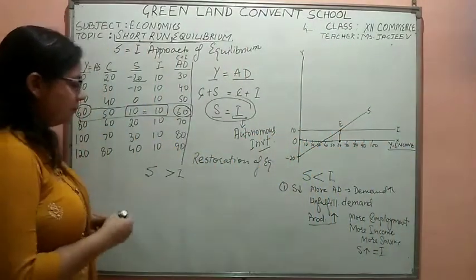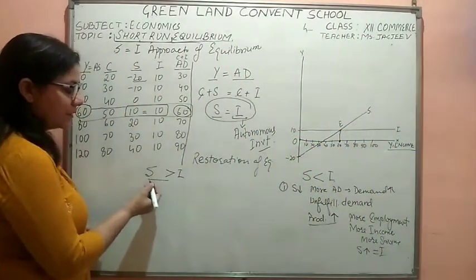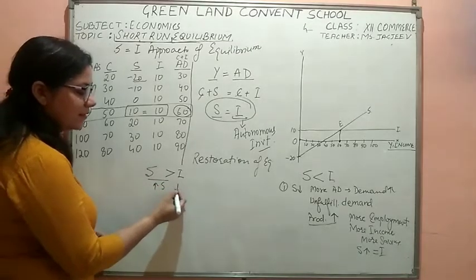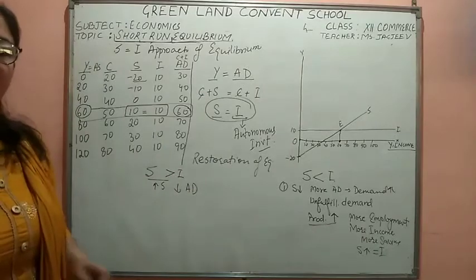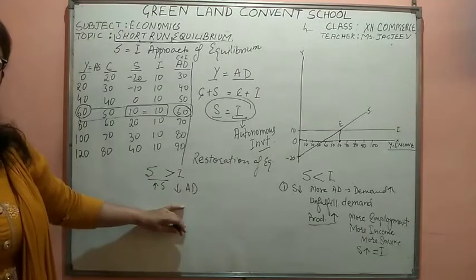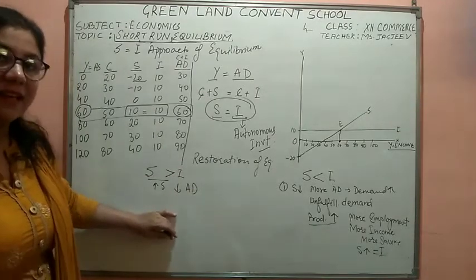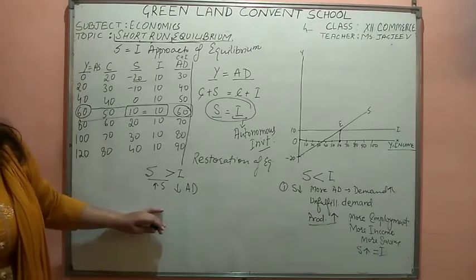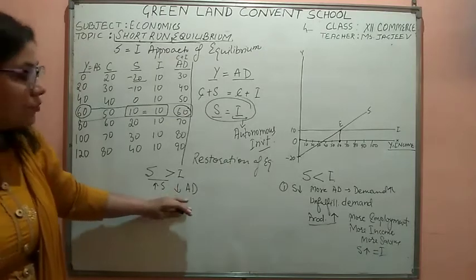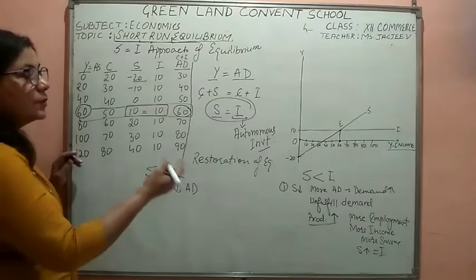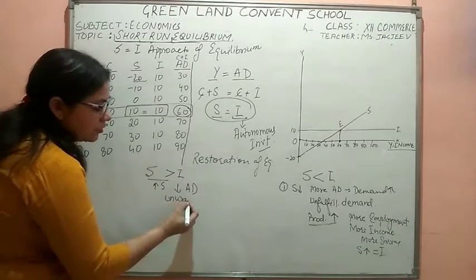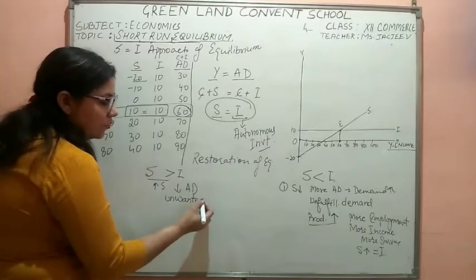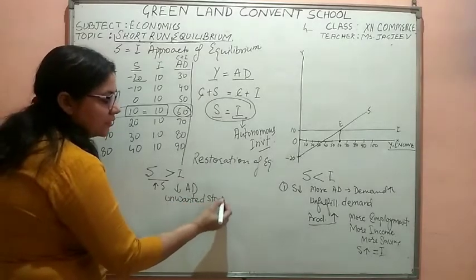Now, what will happen if savings are more? More savings means less consumption. Less consumption means less aggregate demand. When there is less aggregate demand in the economy, then what will happen? Due to the less aggregate demand, the producers will suffer the loss due to unwanted stock. There will be unwanted or leftover stock left with them.